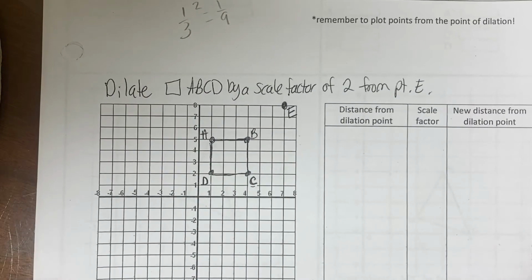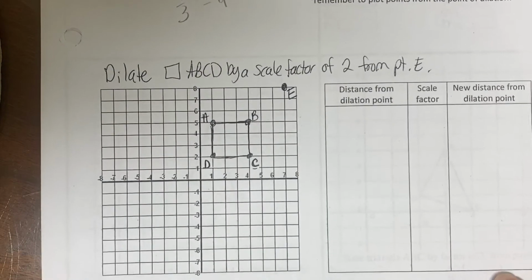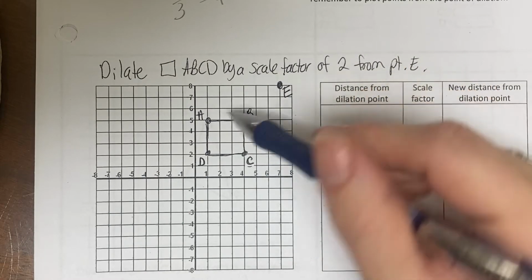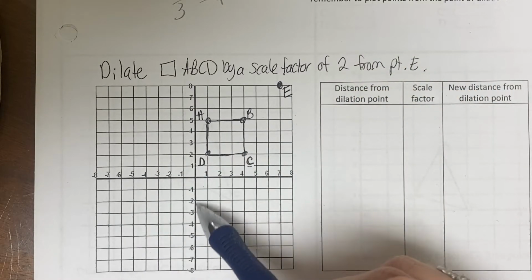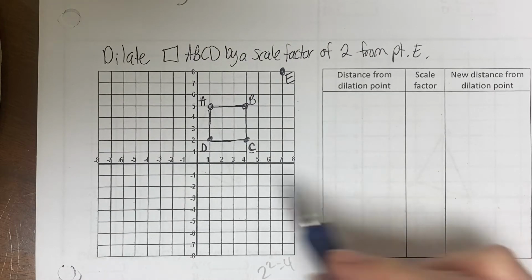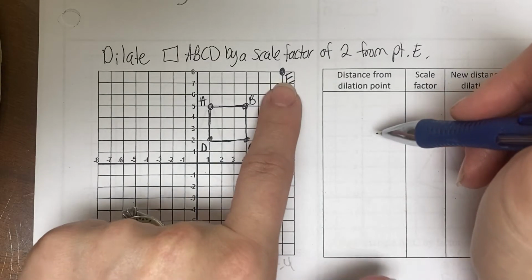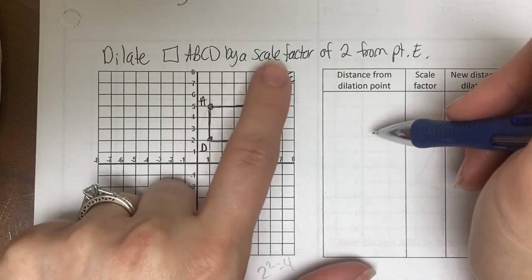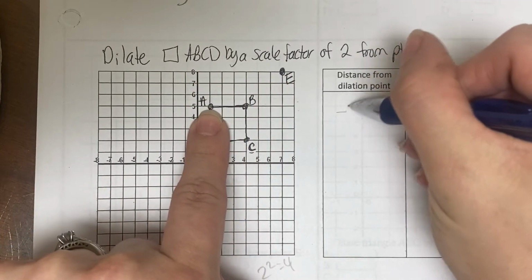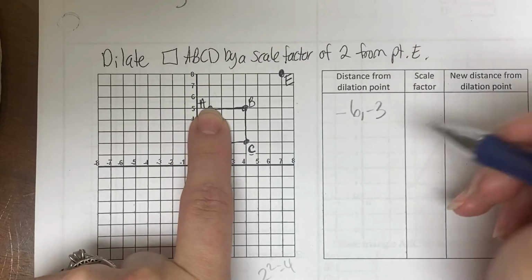Here I'm going to dilate by a scale factor bigger than 1, so it's going to get bigger and farther away. So I have point E. I need each one of these points to be twice as far. And then the 2 squared would be 4, so it's going to be 4 times as big. So how far, I always start with E, go over before you go up or down. So from E to A, I'm going to go left 6, down 3. So -6 because I went left, -3 because I'm going down.